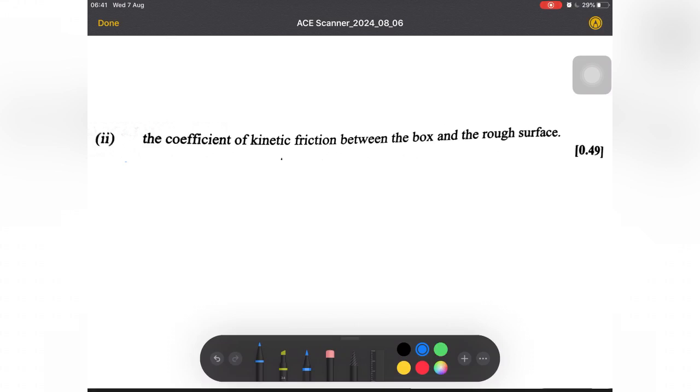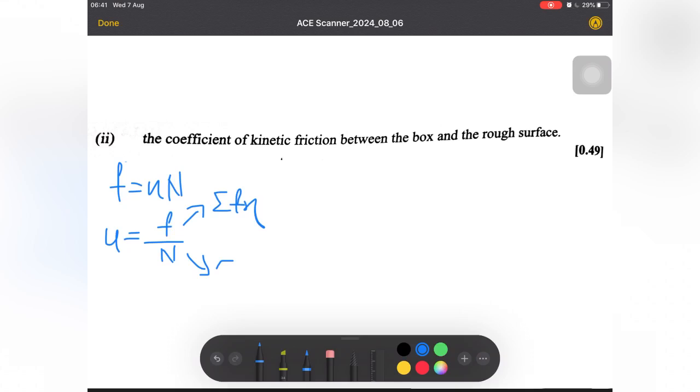Okay guys, so now we will look at the second part of this question. Calculate the coefficient of kinetic friction between the box and the rough surface. So we know that F equals mu N. So mu equals F over N. F is actually the total of Fx, while N is actually the total of Fy.